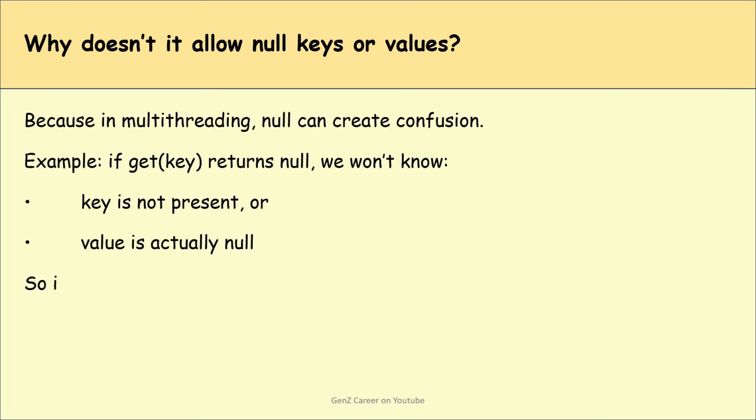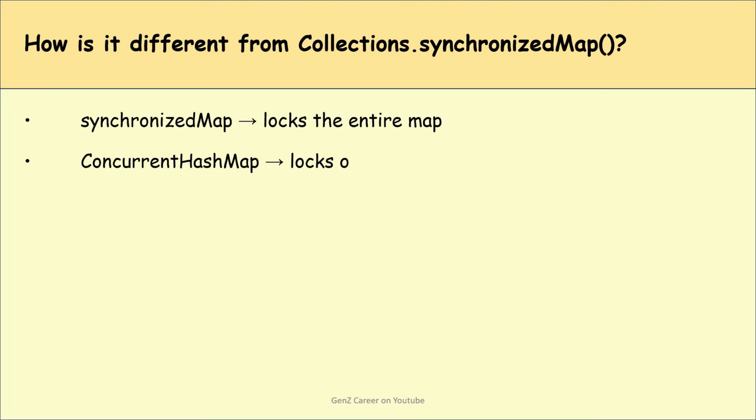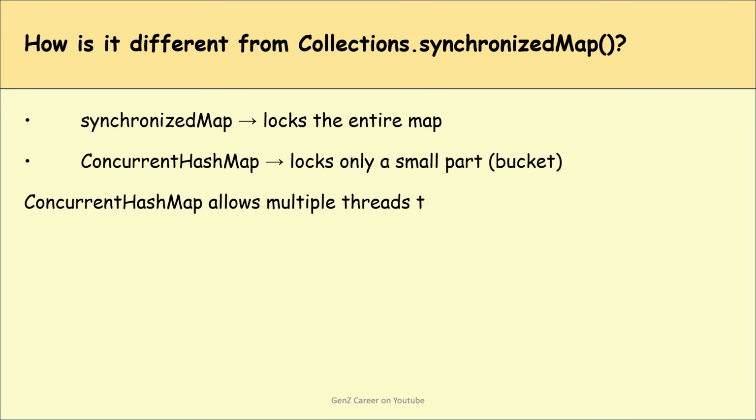it will avoid ambiguity. Next question is, how is it different from Collections.synchronizedMap? Basically, synchronized map locks the entire map, whereas ConcurrentHashMap locks only a small part, that is called a bucket. ConcurrentHashMap allows multiple threads to work together and is faster.